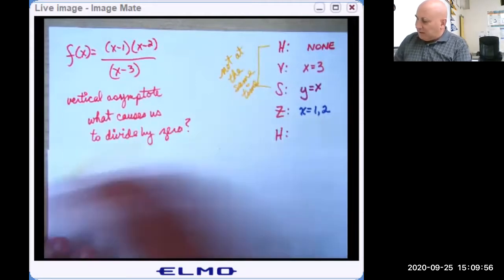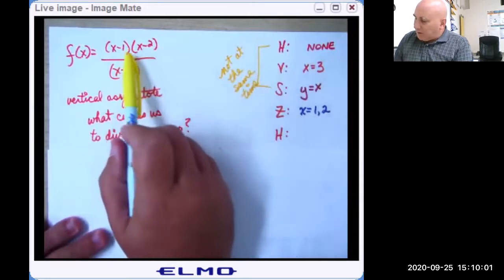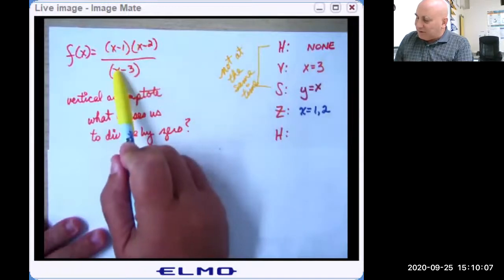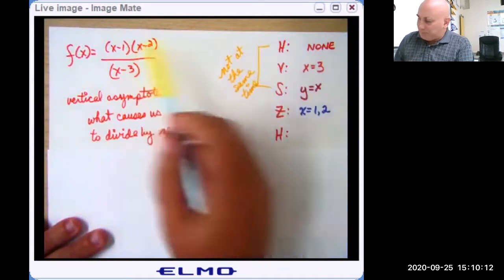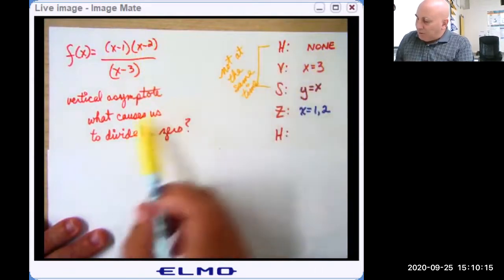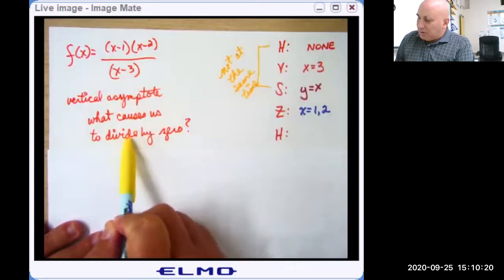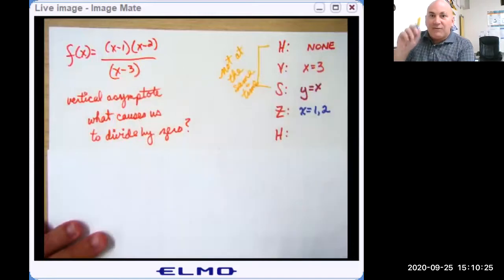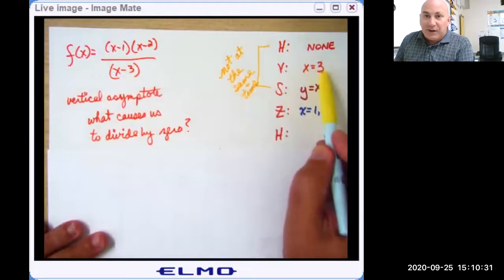Let's go next to the vertical asymptote. Well, here I would say I have an x squared in the numerator, because that's x times x, and I have an x in the denominator. There is no horizontal because the degree of the numerator is higher. Vertical. To get a vertical asymptote, you ask, what causes us to divide by 0? If x equals 3, we'd be dividing by 0, and your graph goes off to infinity. So that means the line x equals 3 is a vertical asymptote.